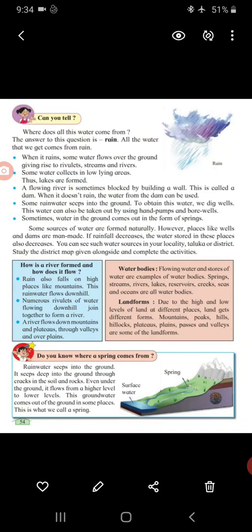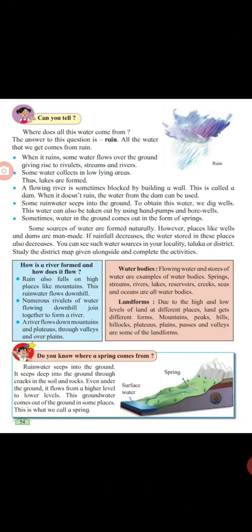So children, you have understood what landforms and water bodies are. Some water bodies are natural, some are man-made, that is wells, dams, hand pumps and bore wells. Rivers, lakes and streams are natural. Landforms such as mountains, peaks and hills are all natural.